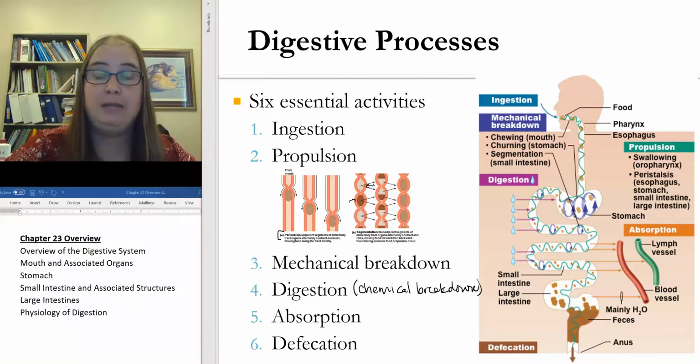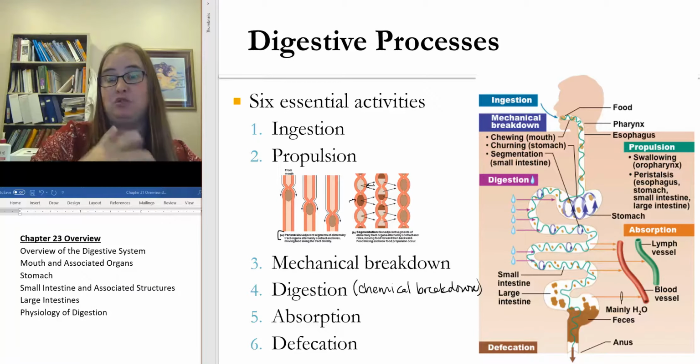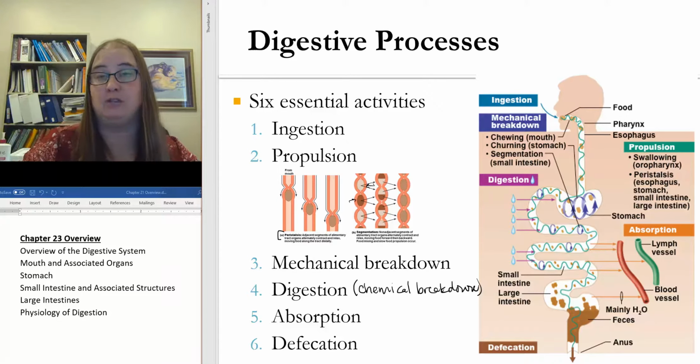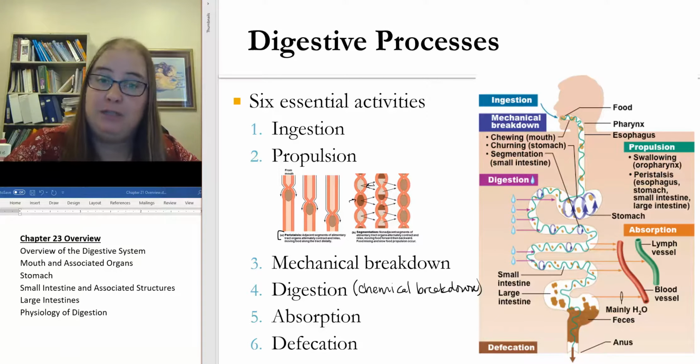Now, we can digest all the stuff that we want in the digestive system, but if we don't have a way of getting that into our bloodstream so we can transport it to the rest of the body and the cells, it's useless. So our fifth essential activity is absorption. We have to have a way of getting these nutrients into our bloodstream, and we'll learn that some of those nutrients actually enter the lymphatic system. I will cover that towards the end of this lecture. We do this via the absorption process.